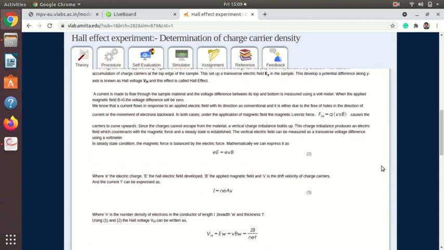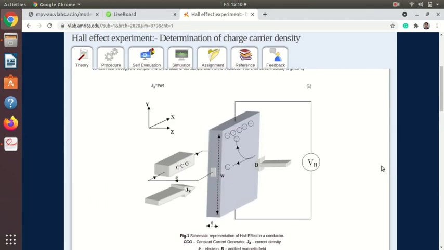Basically, what it tells is that when a magnetic field and voltage are applied, the Lorentz force acts on the charges. Because the force is in different directions on positive and negative charges, the positive and negative charges get separated and a voltage is generated inside the material. That voltage is what we call the Hall voltage.